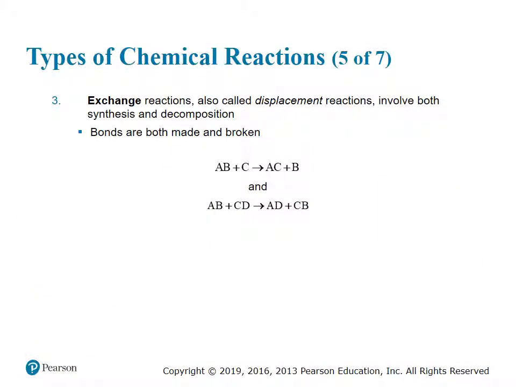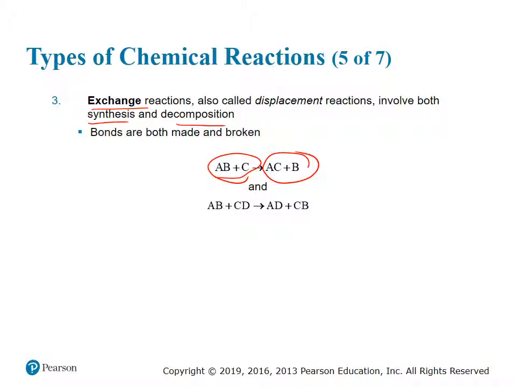Okay? Now a third one we call the exchange reaction, or exchange reactions, is involving both the two reactions that we just talked about, synthesis and decomposition, building up and breaking down at the same time. So sometimes what we want to do is exchange, take molecular bonds, break them, and then put other stuff together, right? And that's what happens in an exchange reaction. If you'll notice here, AB plus C yields AC plus B.